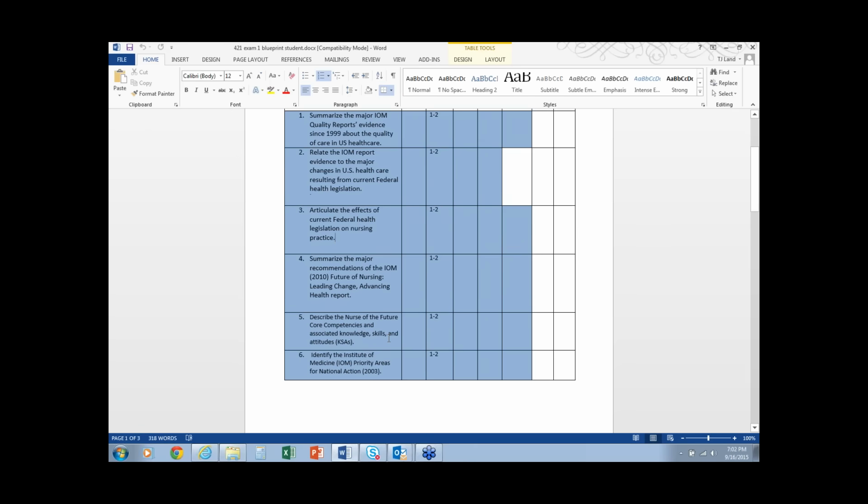The third objective is that you be able to articulate the effects of your current federal health legislation on that nursing practice. So we kind of talked about that a little bit in number 2. But the biggest deal is that you be able to summarize those major recommendations of the IOM in their 2010 report, and that's the 8 that we just finished talking about.